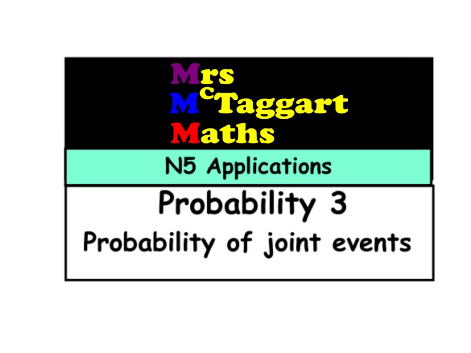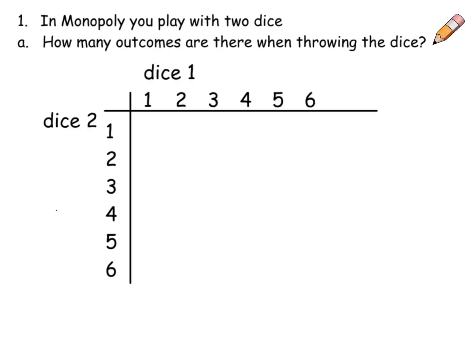In this video, we are looking at the probability of joint events. So this is a probability of an outcome when there's two different things going on, like rolling two dice, rolling two spinners, things like that. This crops up quite a lot in National 5 applications of exam questions, and it all relies on you being able to list all of the possible outcomes in a little table.